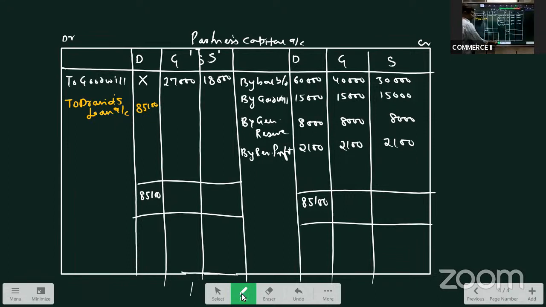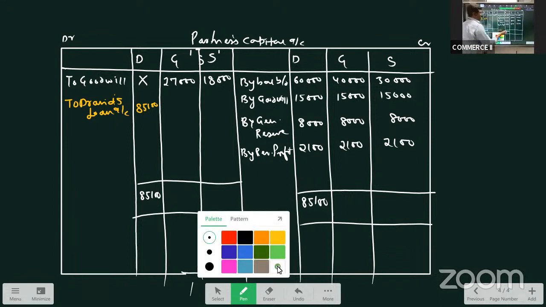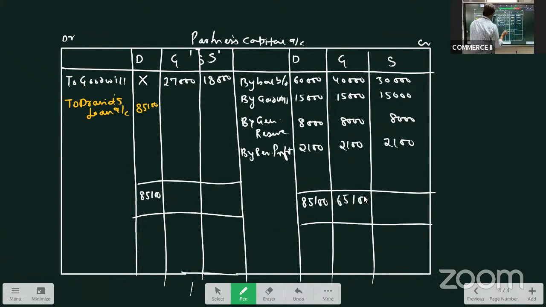And for the rest of the partners, since they are continuing to be partners, that amount stands in their capital account only. 40 plus 15, 55 plus 8, 63, 65,100. So what is the capital of Ganguly to balance carried down? 65,100, and Sachin 53,100.